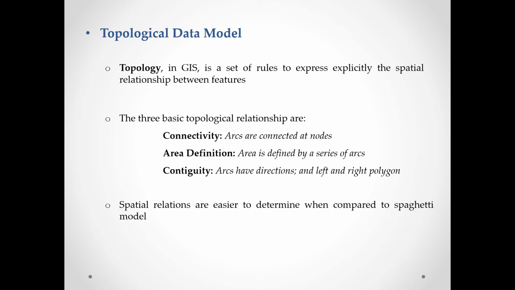Next is the topological data model. Topology in GIS is a set of rules to express explicitly the spatial relationships between features. The three basic topological relationships are connectivity, area definition, and contiguity.